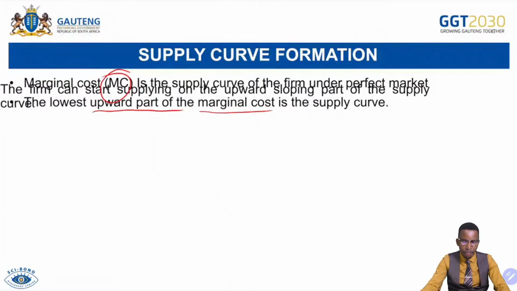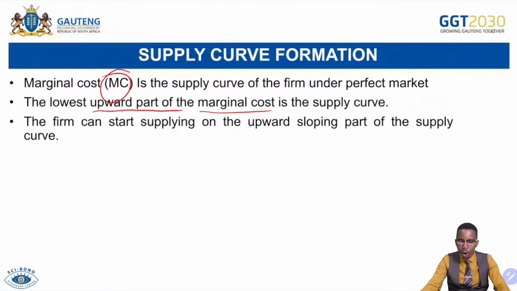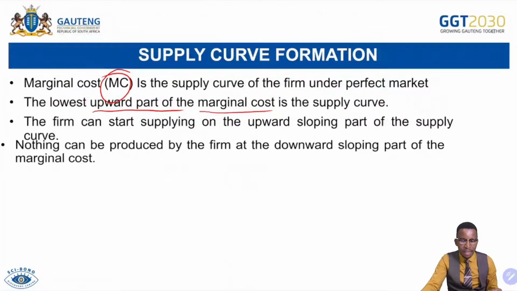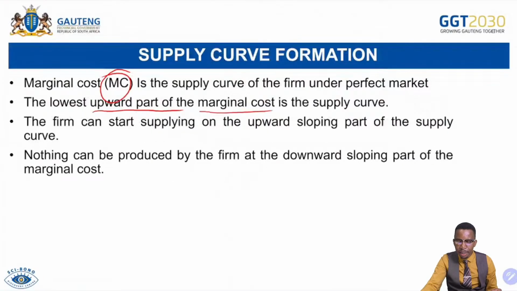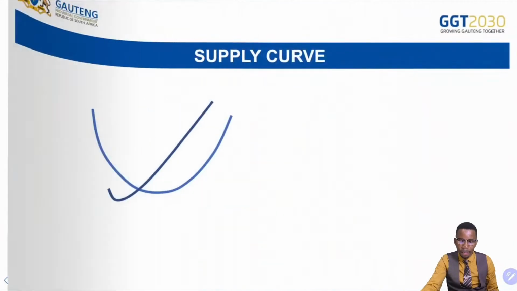Then let's continue. The firm can start supplying on the upward sloping part of the supply curve, not on the downward sloping part. That will be indicated graphically. Nothing can be produced by the firm at the downward sloping part of the marginal cost because that is not regarded as a supply curve. The supply curve is not downward sloping, but it's upward sloping. Then let's go.